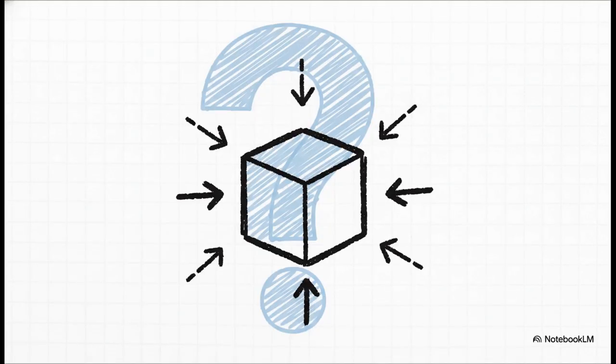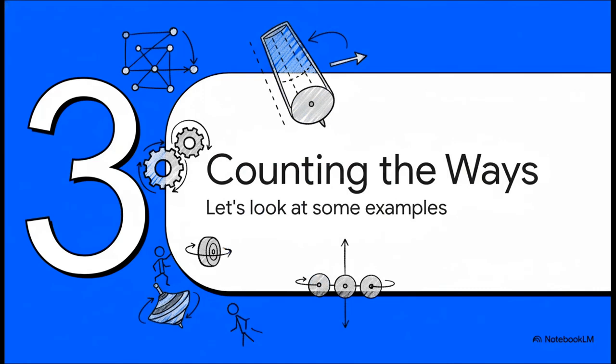Okay, I know, that sounds a little academic, right? So let's just throw that out for a second and simplify it. All you really need to ask is this: how many independent ways can this thing move? That's it. That's a degree of freedom. It's that simple. The best way to really wrap your head around this is to see it in action. So let's get our hands dirty and actually count the degrees of freedom for a few different things.